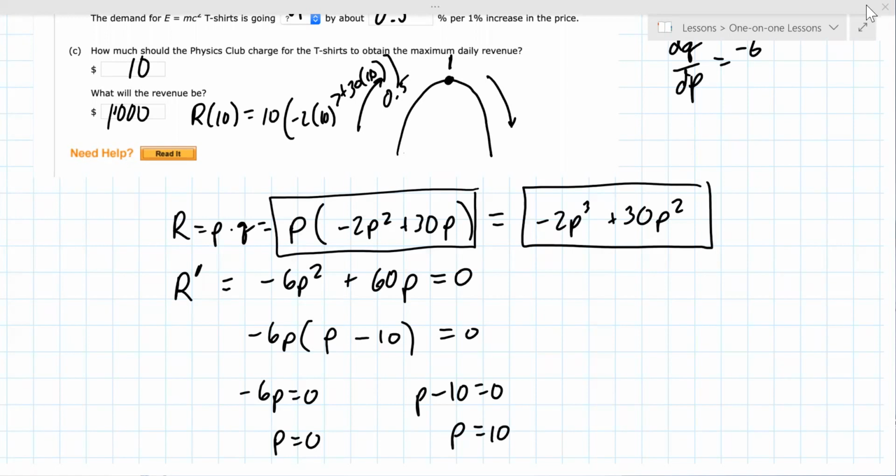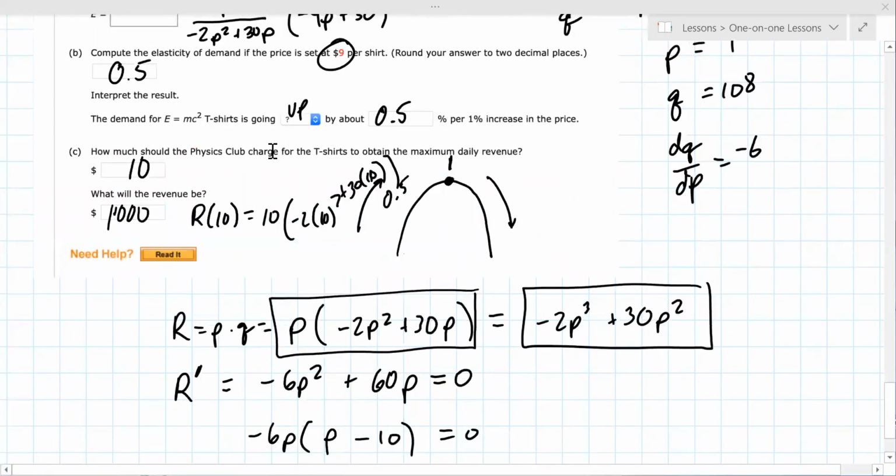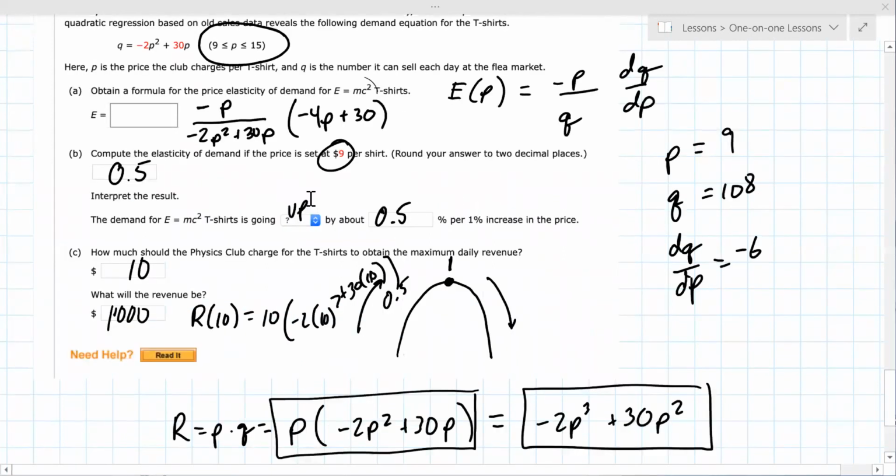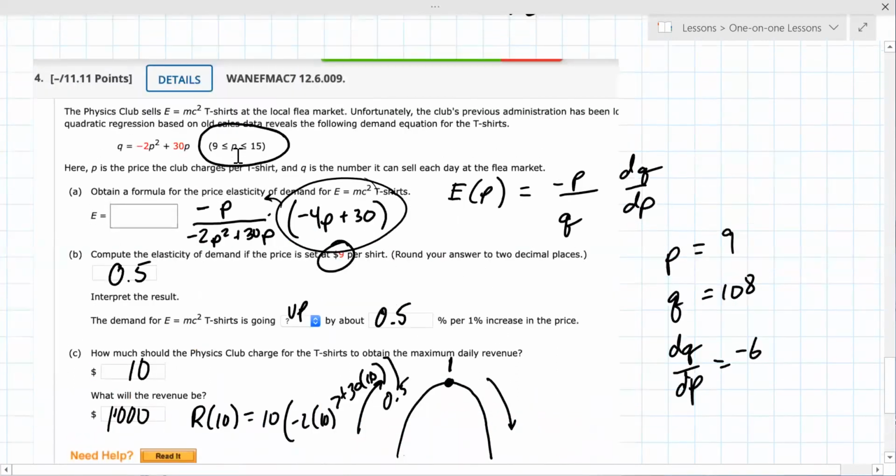Did all that work out? So the t-shirt is going down, and then the elasticity formula is wrong, but I could have typed it in wrong. So I put negative p over negative 2p squared plus 30p times 4p plus 30. This part isn't really in the numerator. It should show as being just to the right of it. Yeah, it is to the right of it, but should it not be negative p? Maybe not. That would be worth trying.